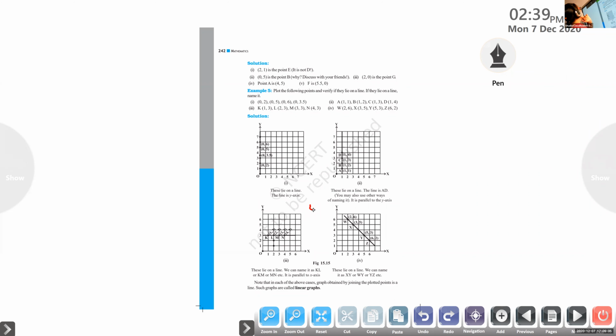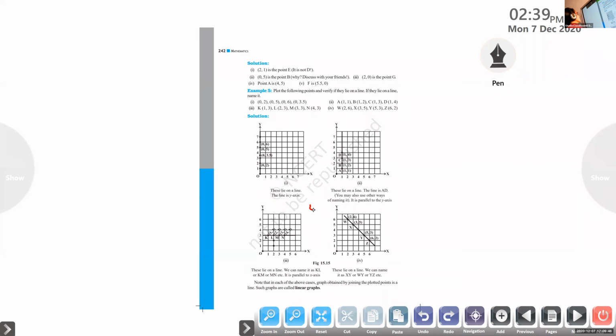Example 5: plot the following points and verify if they lie on a line. If they lie on a line, name it. Okay, so let us start. All of you take your graph book. Since your graph book is lengthy, you can divide into 4 parts because we need only 6 or 7 numbers to either side. Or you can take half of one graph paper. Half is enough.